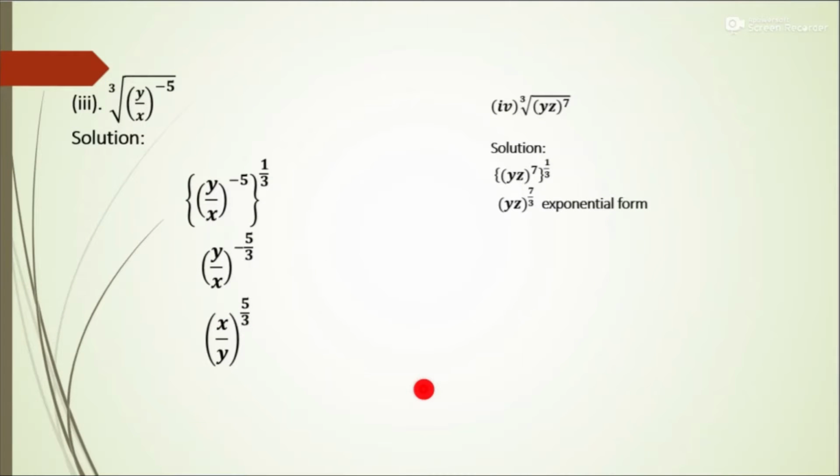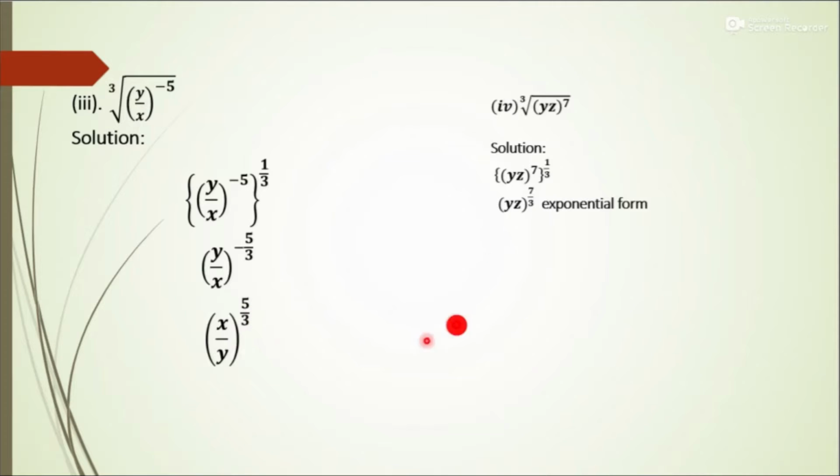And again we can see here y upon x to the power of minus 5. Now we can write root of 3 as 1 upon 3. The root of 3 is in the form of an index, so we can change it into 1 upon 3 exponential form. Now y upon x to the power of minus 5 upon 3, since 5 multiplied by 1 upon 3 is minus 5 upon 3. Now if we change the minus into plus, we take the reciprocal of y upon x into x upon y. When we take the reciprocal of x upon y, the sign of the power changes into plus.